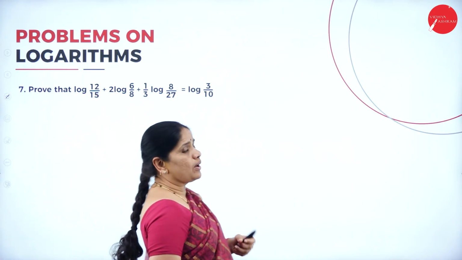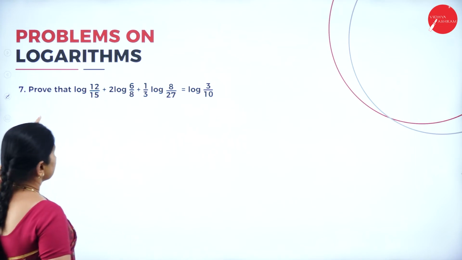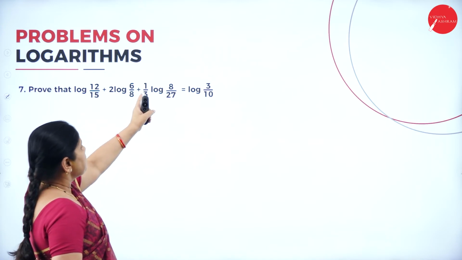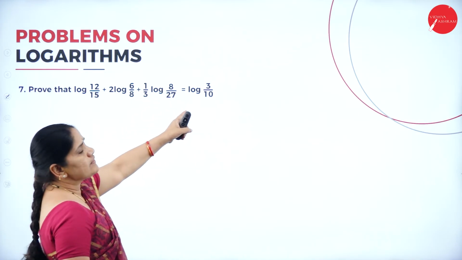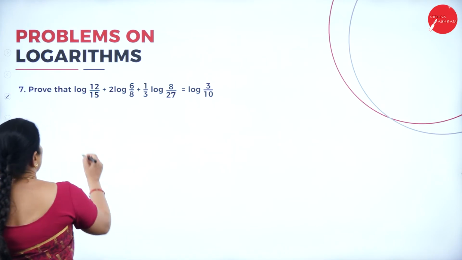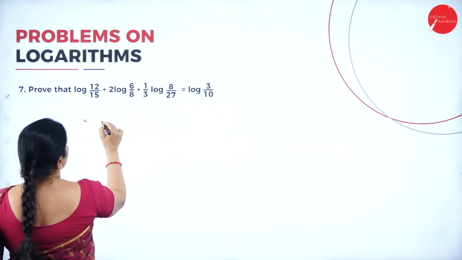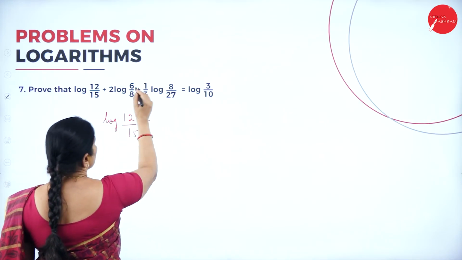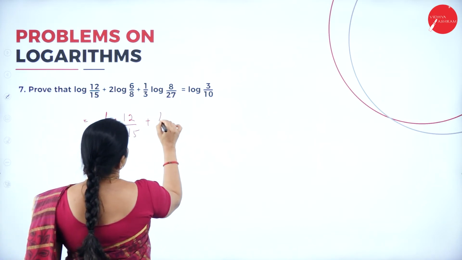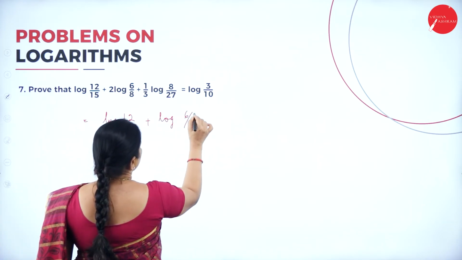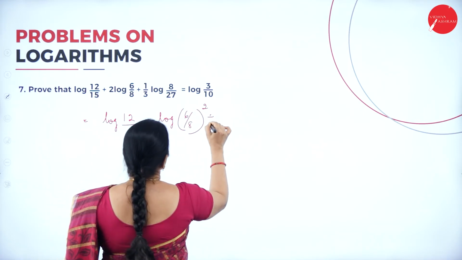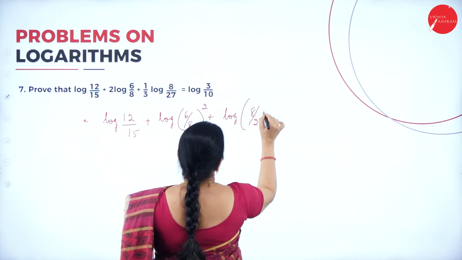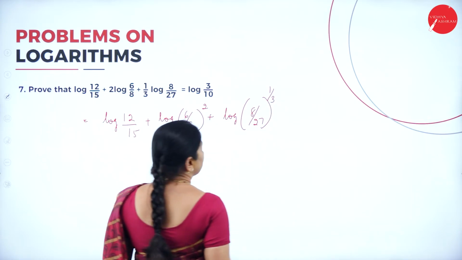Now the next problem. What is the next problem given here? Prove that log 12 by 15 plus 2 log 6 by 8 plus 1 by 3 log 8 by 27 equals log 3 by 10. Now, this can be rewritten as log of 12 by 15 plus 2 log 6 by 8. So, this will be equal to log of (6 by 8) whole squared plus log of (8 by 27) to the power of 1 by 3.